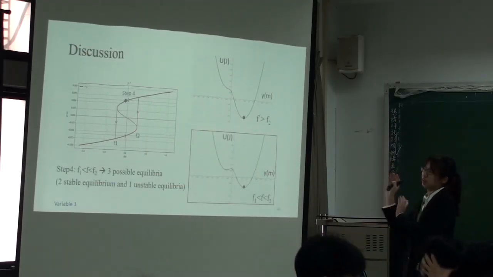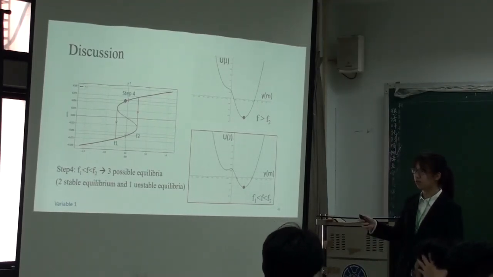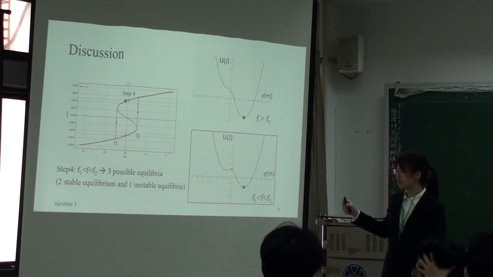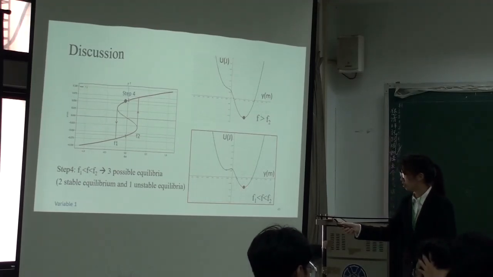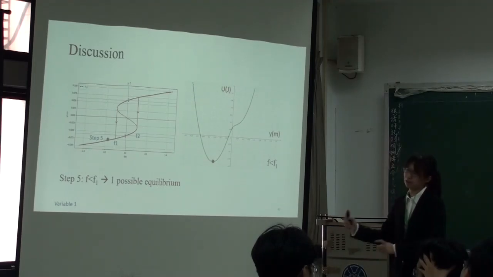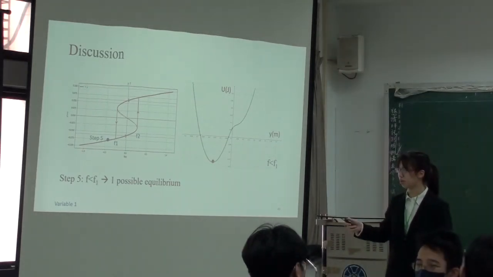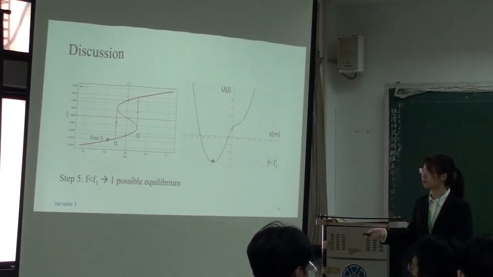Now we decrease f back, and now f is bigger than f1 but smaller than f2. There are 3 possible equilibria, 2 of them stable and 1 of them unstable. So it would look like this, and the system will stay at the lowest part of the potential energy. When we keep decreasing f, and now f is smaller than f1, there's only 1 possible equilibrium now, so it will stay at the lowest part of the potential energy.